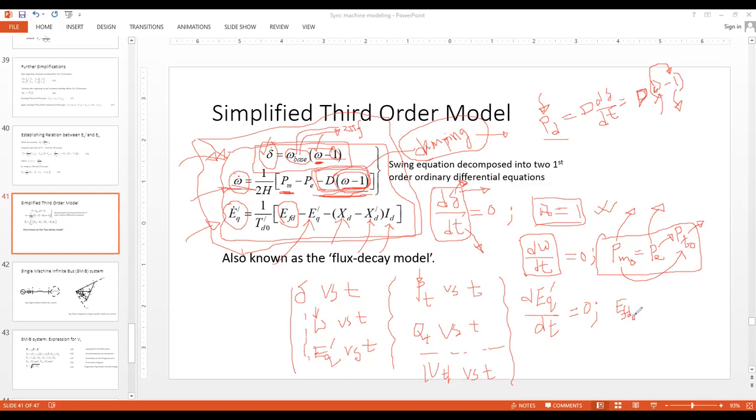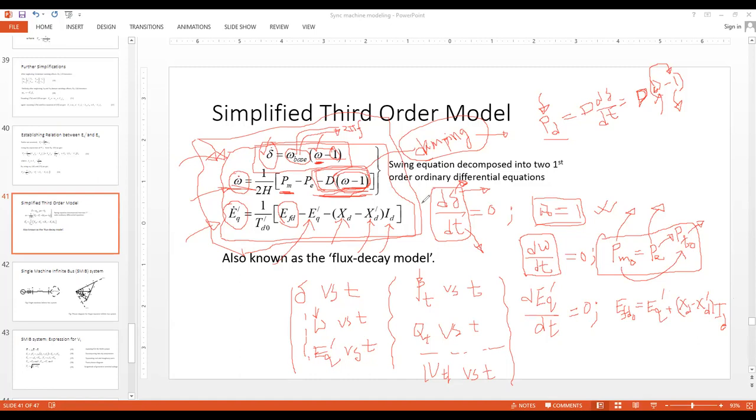So the EFD naught is nothing but this Eq dash plus XD minus XD dash, whole multiplied by ID. So these are the additional pieces of information that we can easily get by simply equating the left-hand side or the right-hand side of this equation equal to 0. Okay.